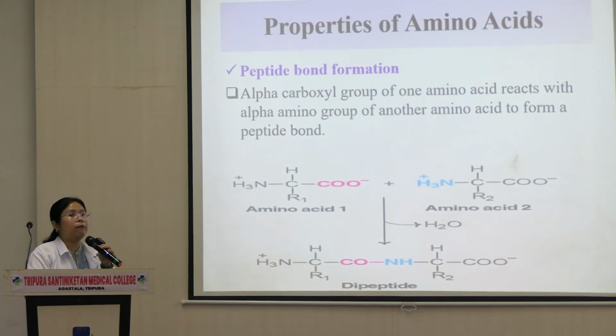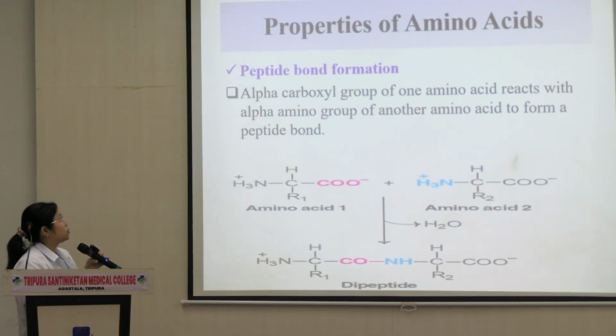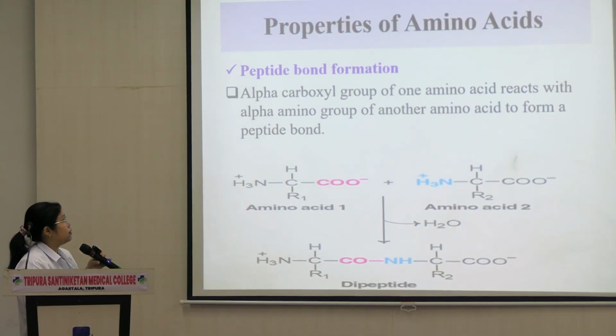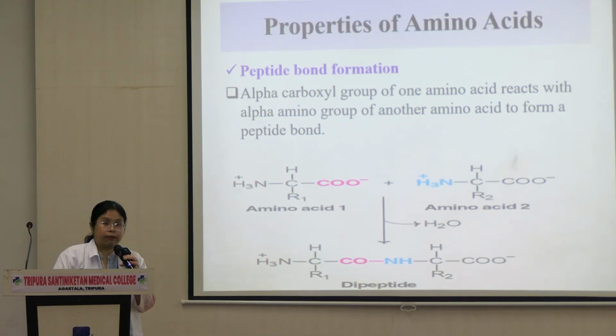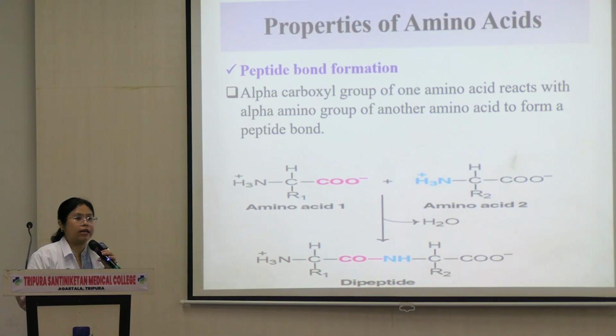Then we have something called peptide bond formation. This we will keep on repeating throughout biochemistry. What is a peptide bond? Alpha carboxyl group of one amino acid reacts with alpha amino group of another amino acid to form a peptide bond. So you see here CONH. This is a peptide bond. A peptide bond is formed between two amino acids. दो amino acid जुड़ के, जब जुड़ते हैं तो they make a peptide bond.